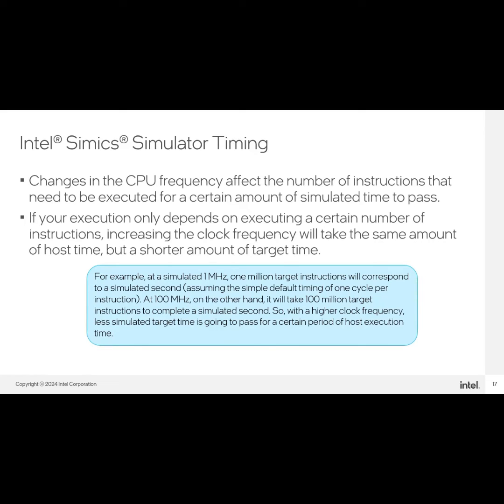of simulation, but it will affect the number of instructions that need to be executed for a certain amount of simulated time to pass. If your execution only depends on executing a certain number of instructions, increasing the clock frequency will take the same amount of host time, but a shorter amount of target time. However, if there are time-based delays of some kind in the simulation, these will take longer to execute.